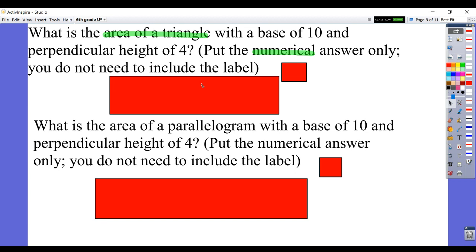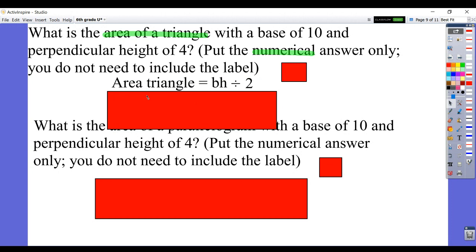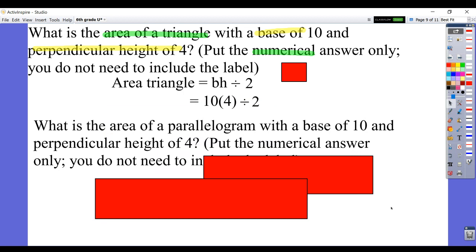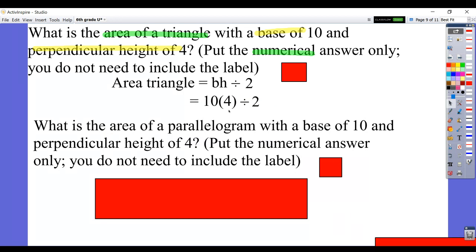And again, we want to have it come up in our quizzes as well to make sure we remember those concepts. So you should have in your workbook already that the area of a triangle formula is base times height divided by 2. In this case, we are told that the base is 10 and the perpendicular height is 4. So that'd be 10 times 4 divided by 2. And 10 times 4, of course, is 40. Divided by 2 would be 20. If we were asked for a label, it'd be 20 square units because area is always square units. But since they said we did not need to include the label, they just wanted the numerical answer, means they just wanted the 20.